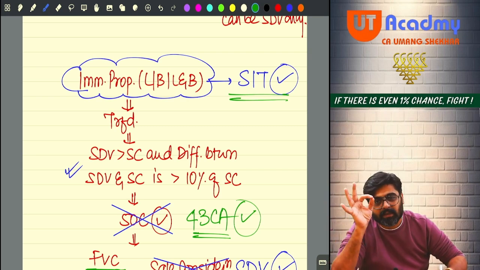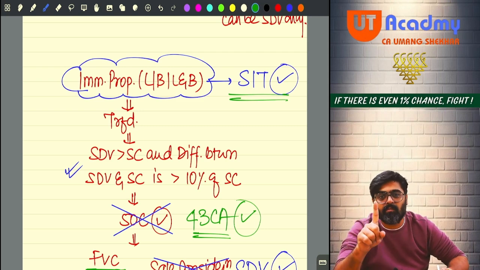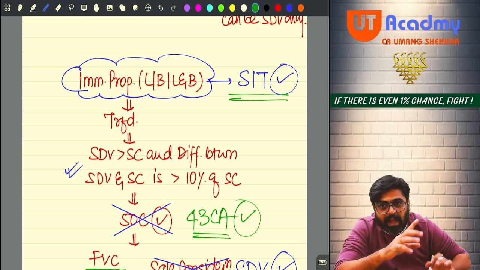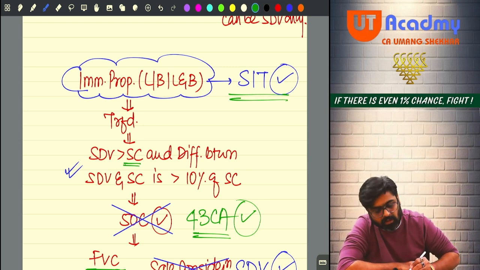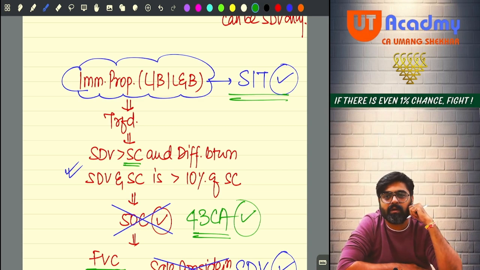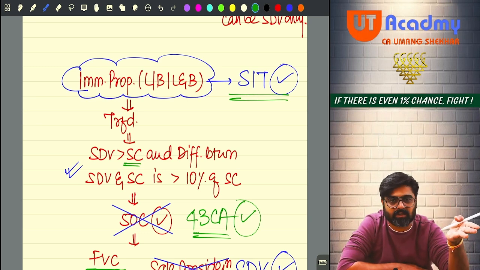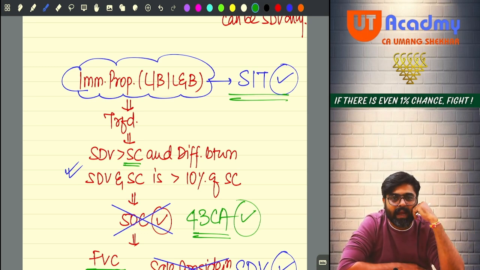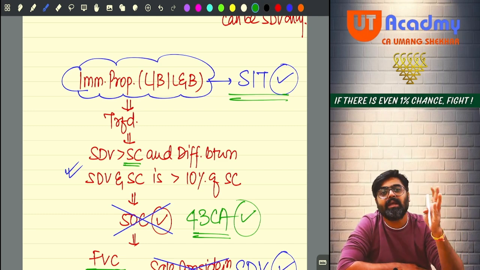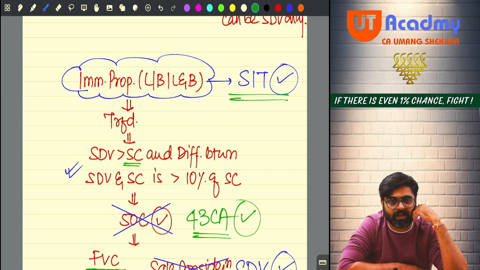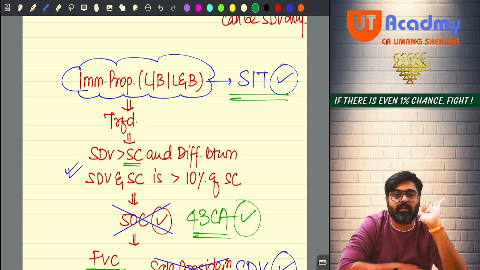In 43CA, the same thing is written, that if the immovable property is transferred in the form of stock in trade and the resulting sale consideration is shown taxable under the head PGBP, the sale consideration will be shown as your PGBP income only, no? And if it is less than stamp duty value, meaning stamp duty value is more than the sale consideration, and the difference between your business income, sale consideration and the stamp duty value is more than 10% of the sale consideration, then don't worry, 50C is not applied, but 43CA will be applicable over there.